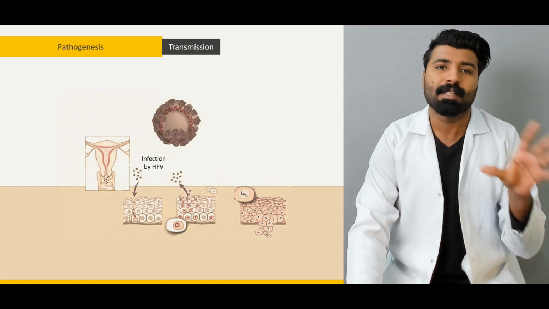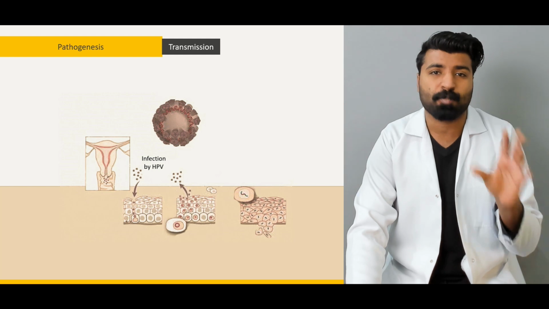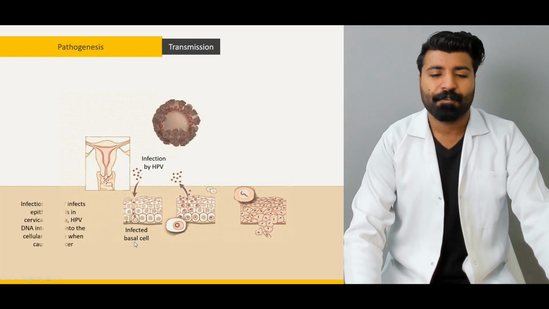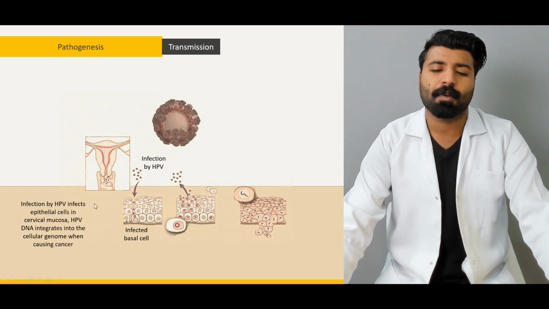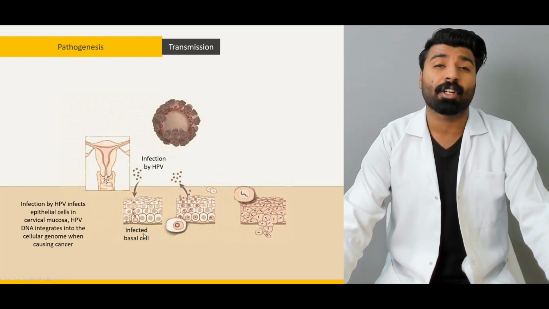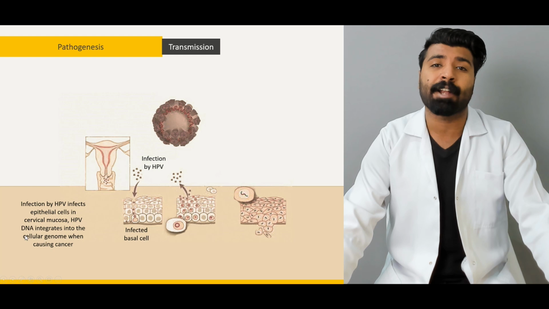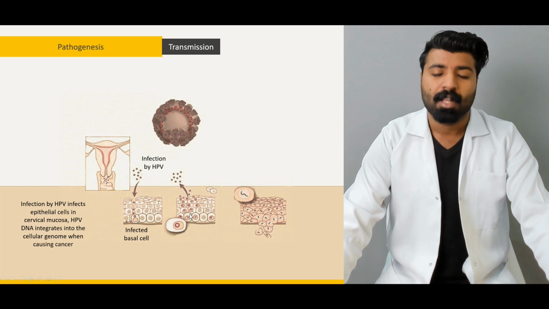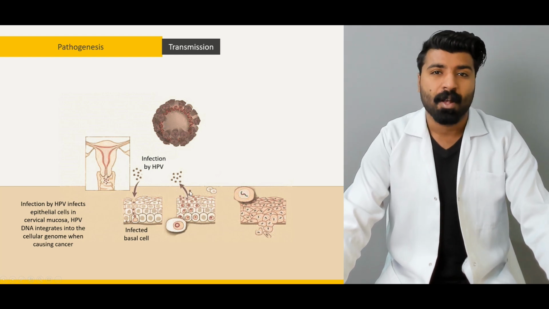How does it kill all those processes which are responsible for killing it off? So infected basal cells come in. Now infection by HPV infects epithelial cells in the cervical mucosa. HPV DNA integrates into the cellular genome when causing cancer. We've talked about it. It will go down to the basal layer and incorporate itself into it. It will do this DNA integration, cause these mutated cells, cause these cancer cells. They'll start replicating, start dividing, come up to the surface, and more cells will be produced.